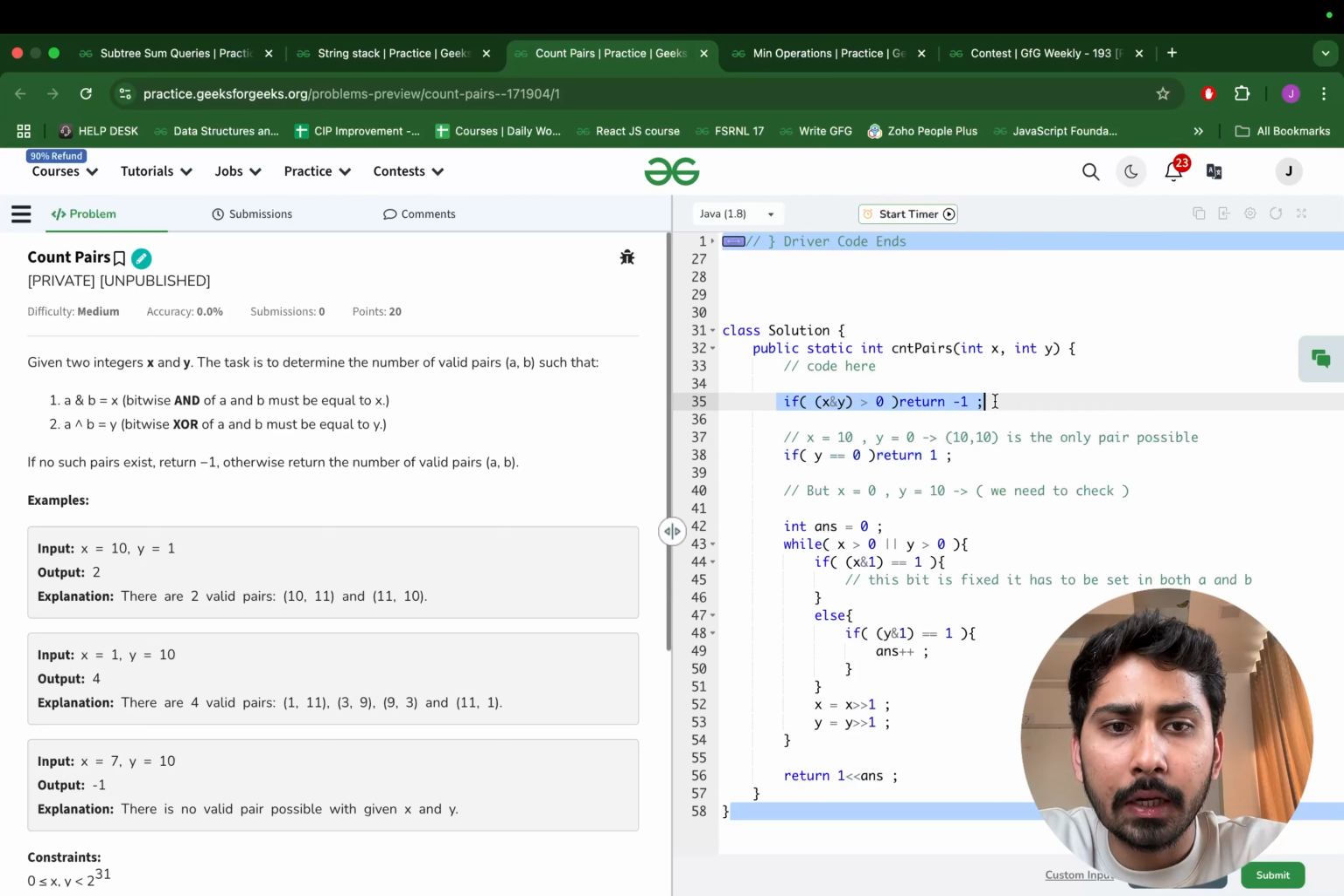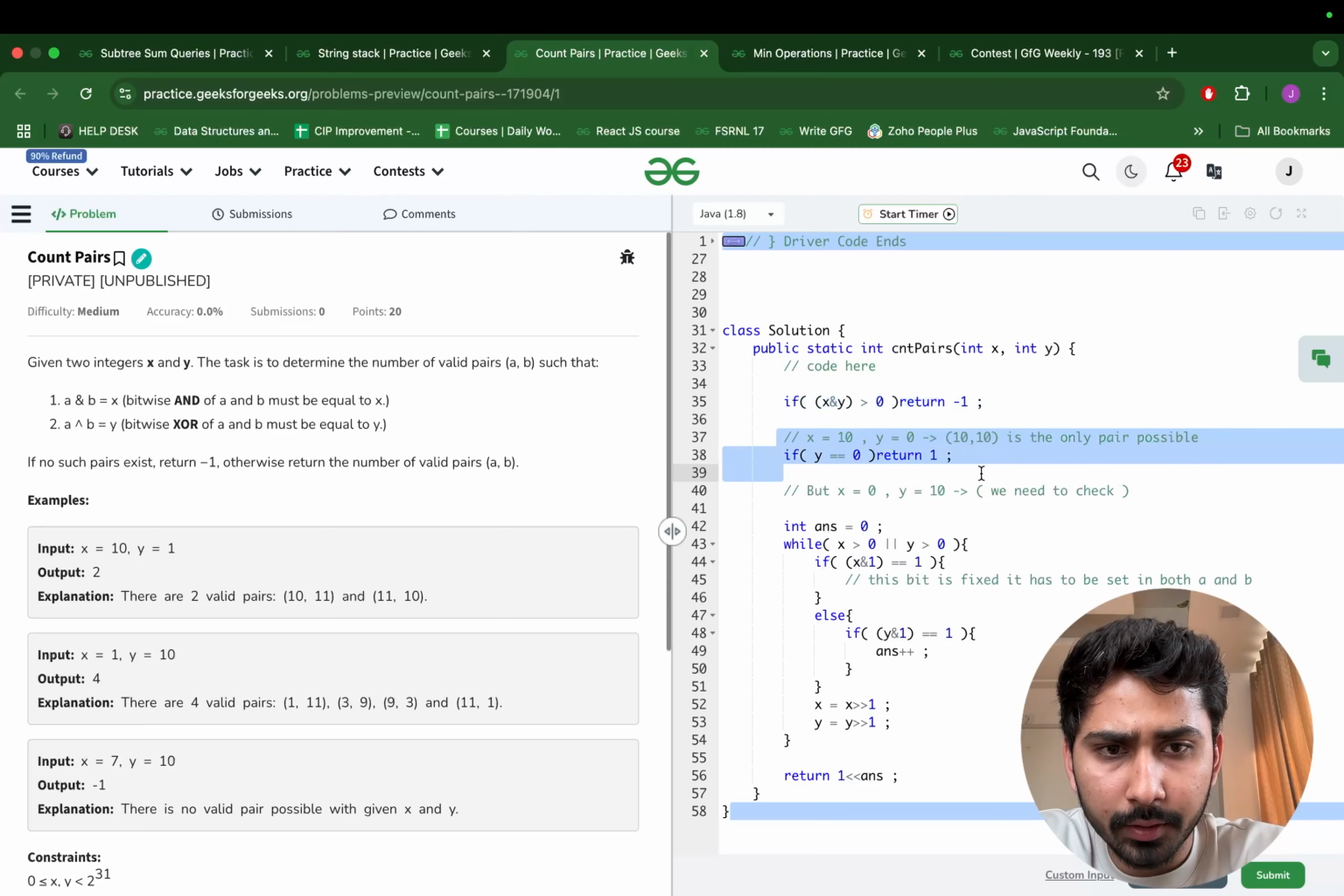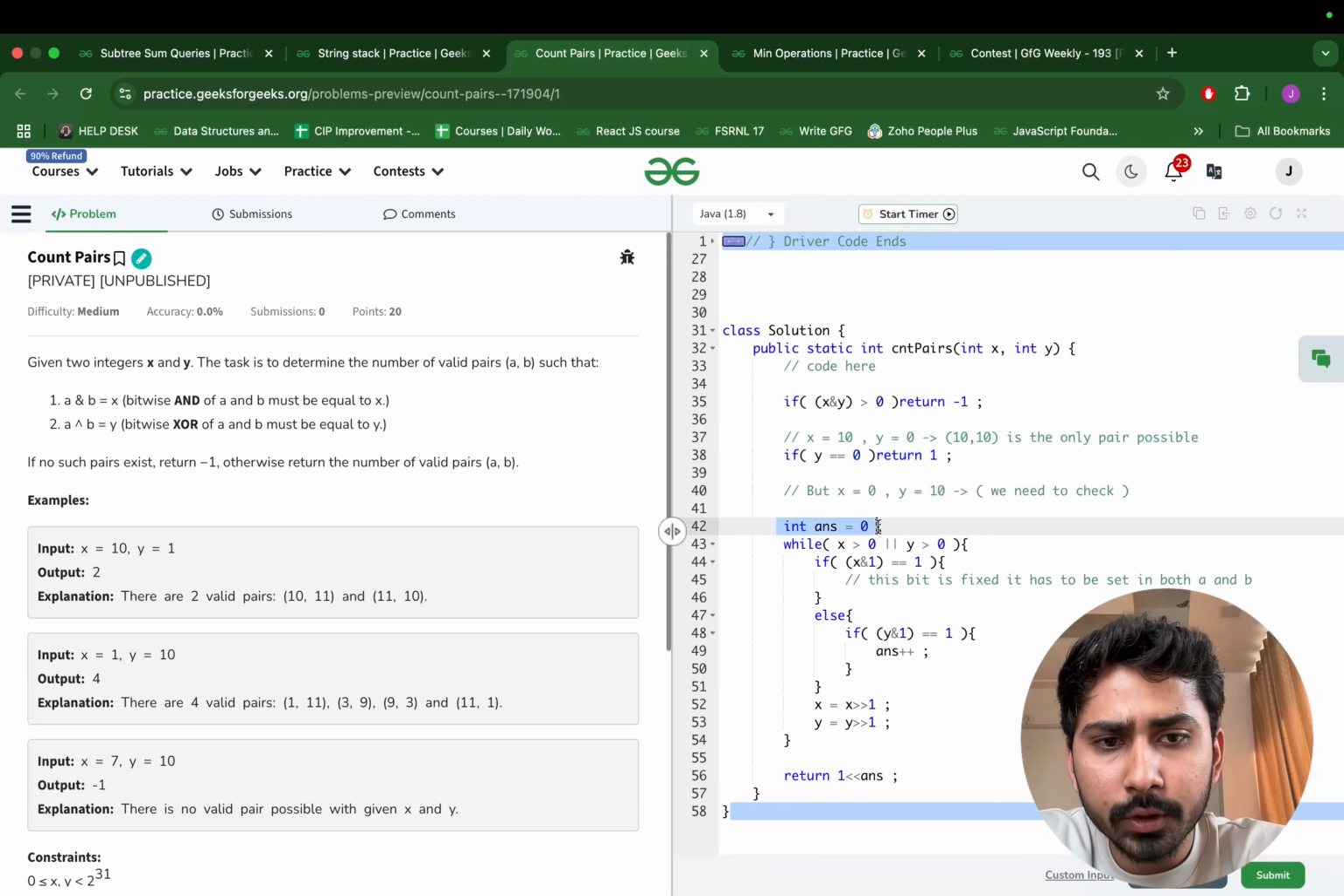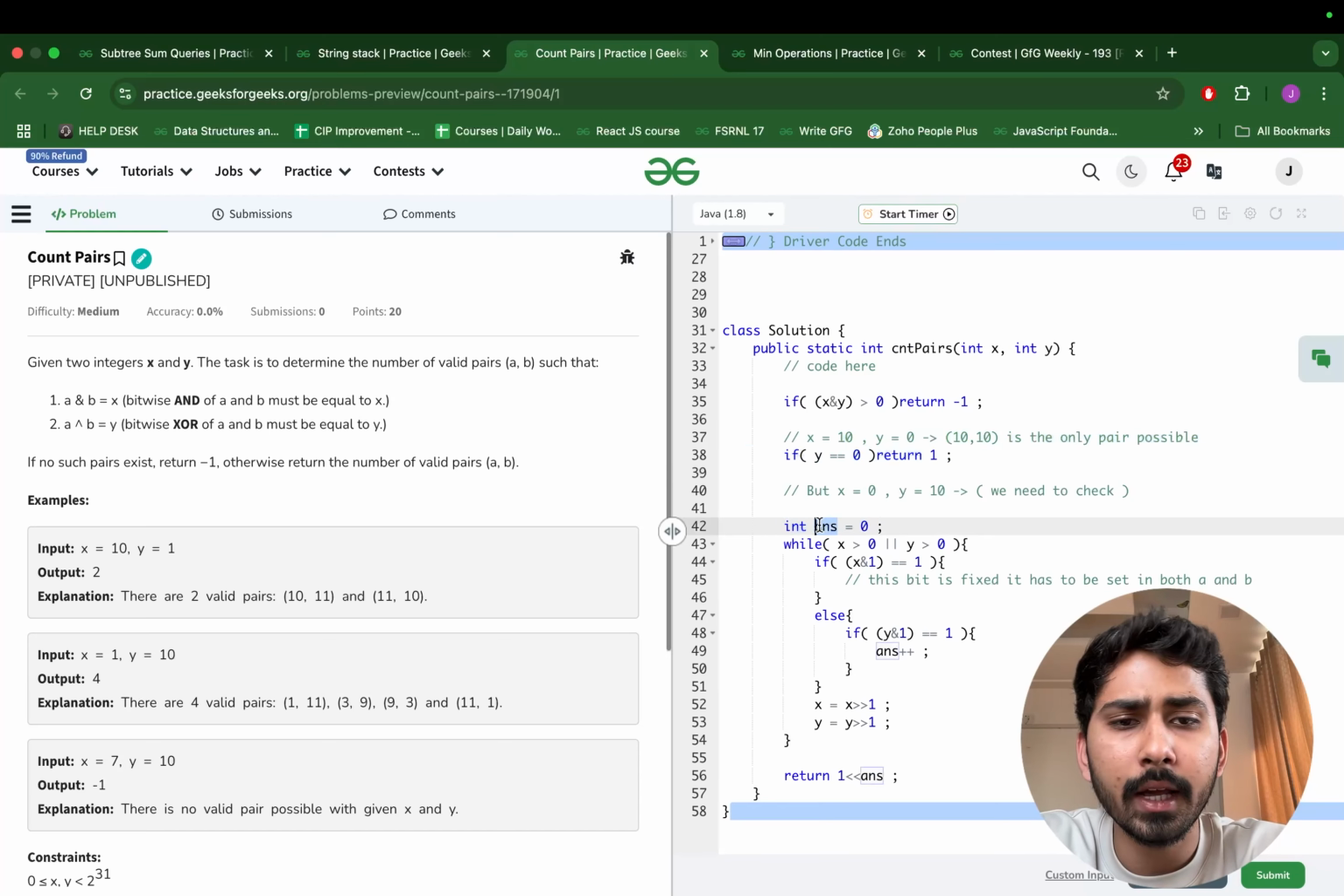So if x and y is greater than 0, then return -1. So this is one of the corner test cases which I have handled over here. Now let's try to see what the different positions are. This answer variable gives you an idea about the position where you can have either 0 or 1.